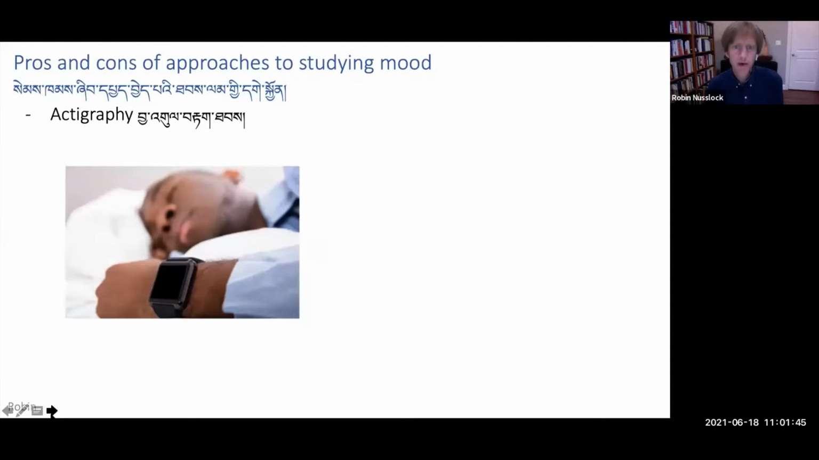But a very reliable measure of people's sleep patterns is what's called actigraphy.